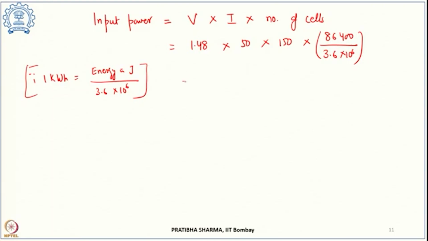So, again going back to the same problem, if we solve this, then we get the input power as 266.4 kilowatt hour per day. So, this much is the kilowatt hour per day of the required power to the electrolyzer. This is the second part.